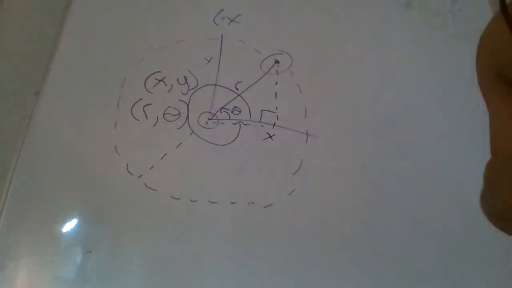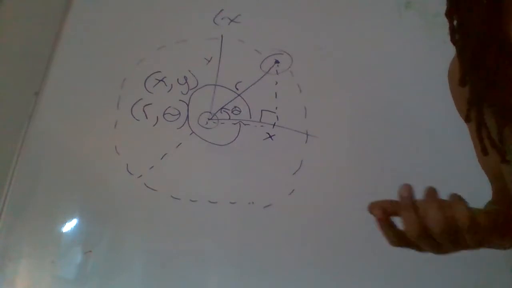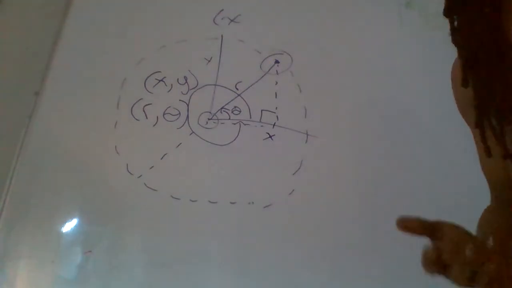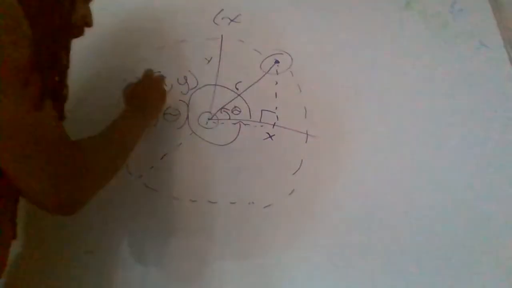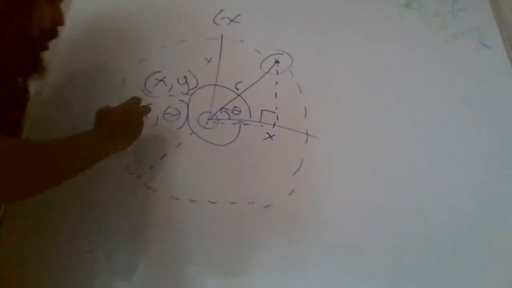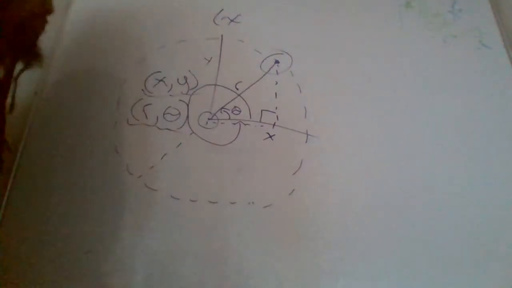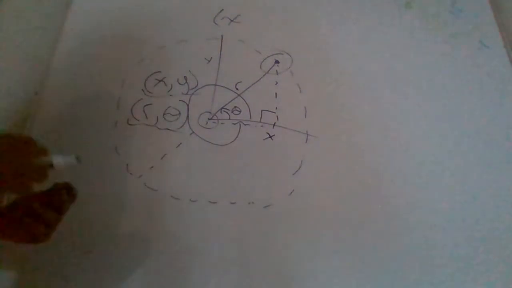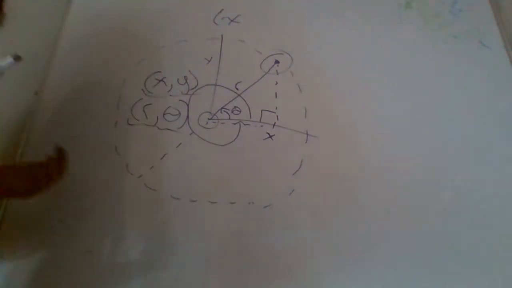Now say we want to change from one coordinate system to the next, from our regular XY coordinate system into our new polar coordinate system. Now, we all remember from trigonometry that we can describe this triangle in terms of ratios.